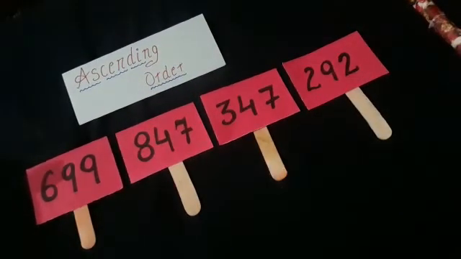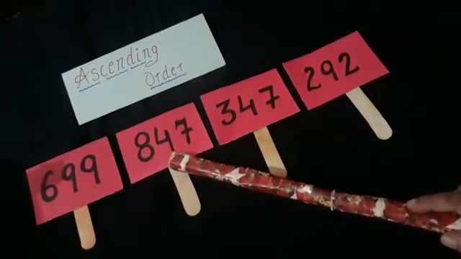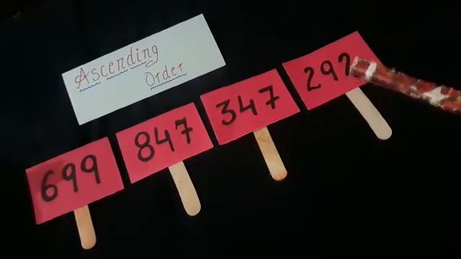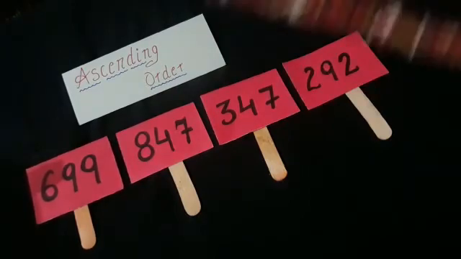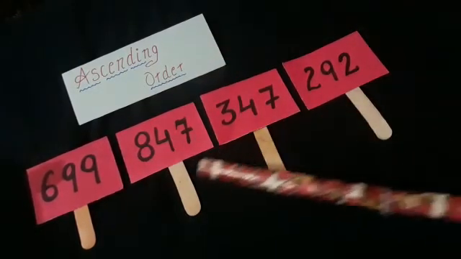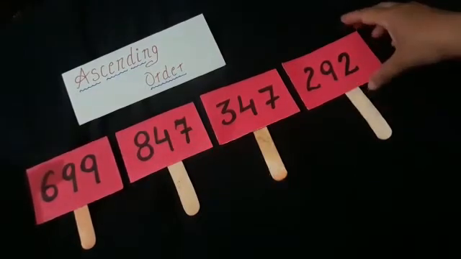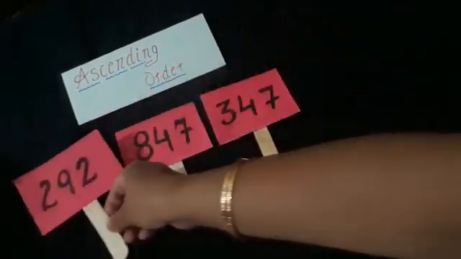Now again we have some flashcards and we will arrange them in ascending order. So read the numbers. On first flashcard we have 699, then we have 847, then 347, and last we have 292. Now we will arrange them again in ascending order. So which one is the smallest number? Yes, you are right children. 292 is the smallest one. So we will take it and keep it here at first place.